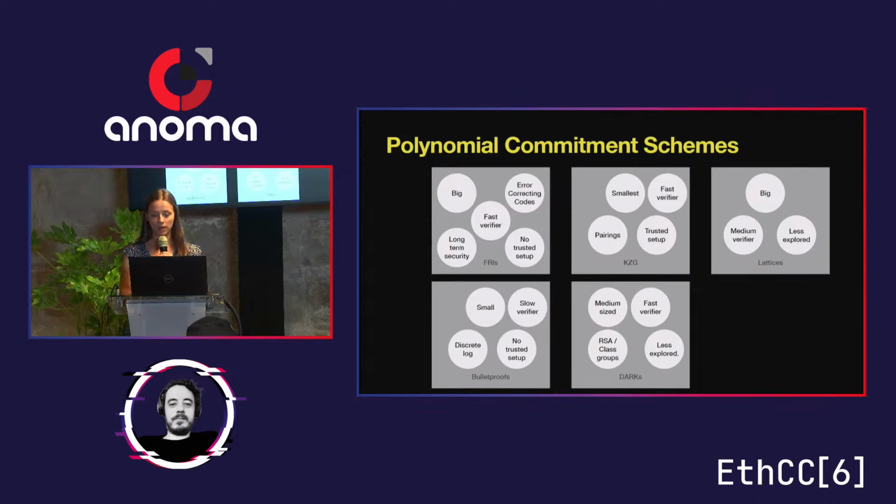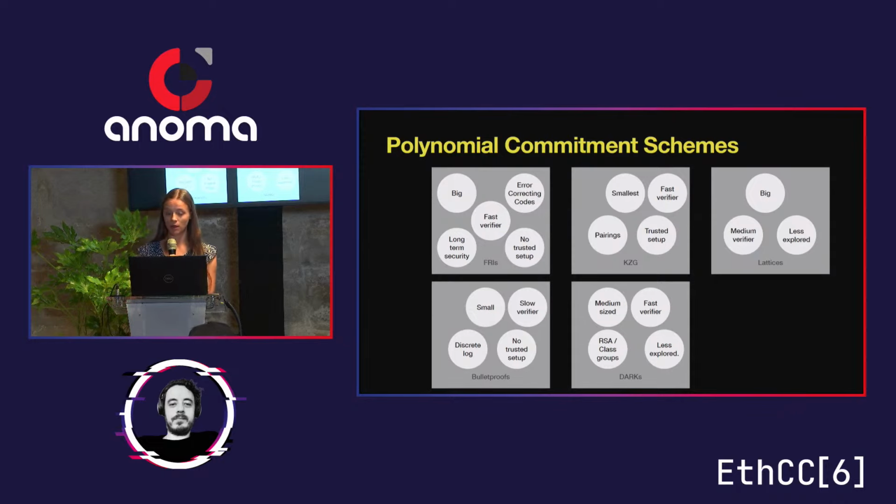Another big and popular one is KZG. These rely on pairings. They are the smallest polynomial commitment scheme that we're aware of. We can't make it get smaller than that. You can't really get a faster verifier than that either. But they do come with the downside that you have to go through a trusted setup process, which is like an initial multi-party computation, which can be a bit of work.